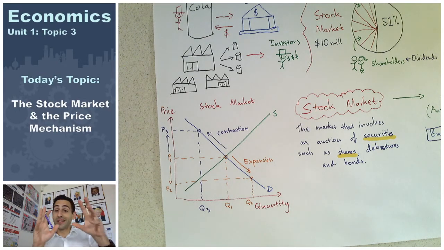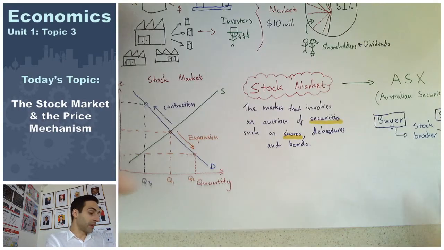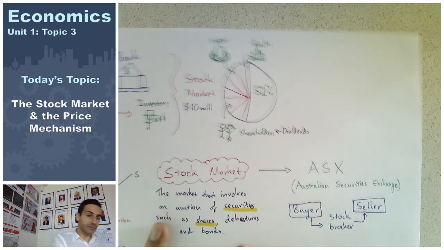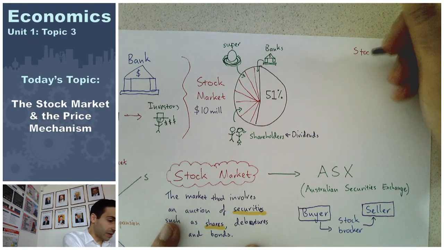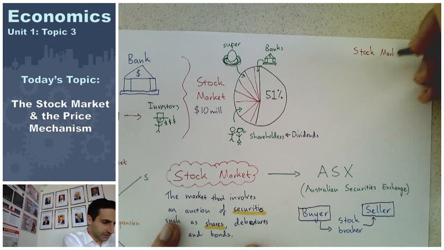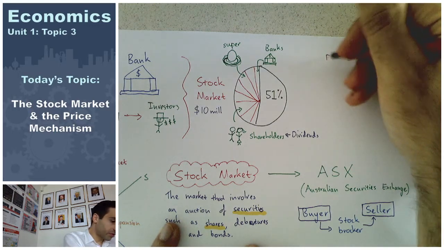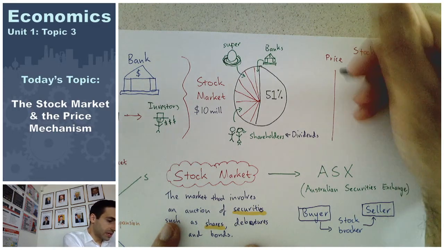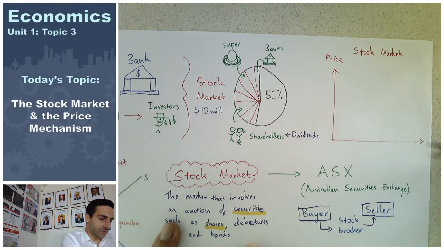But demand can also shift. So let's look at that for a second. I might do it up here in the corner. So once again, take the stock market. We have price and we have quantity, like always.